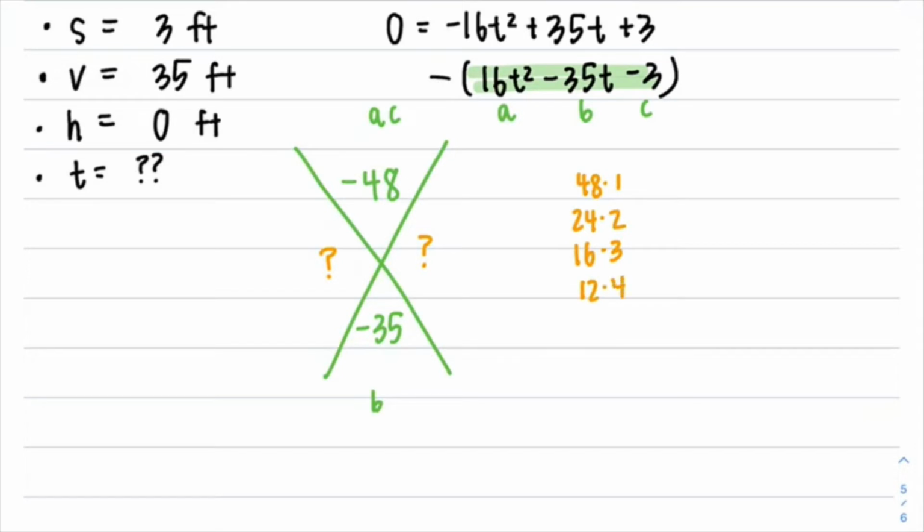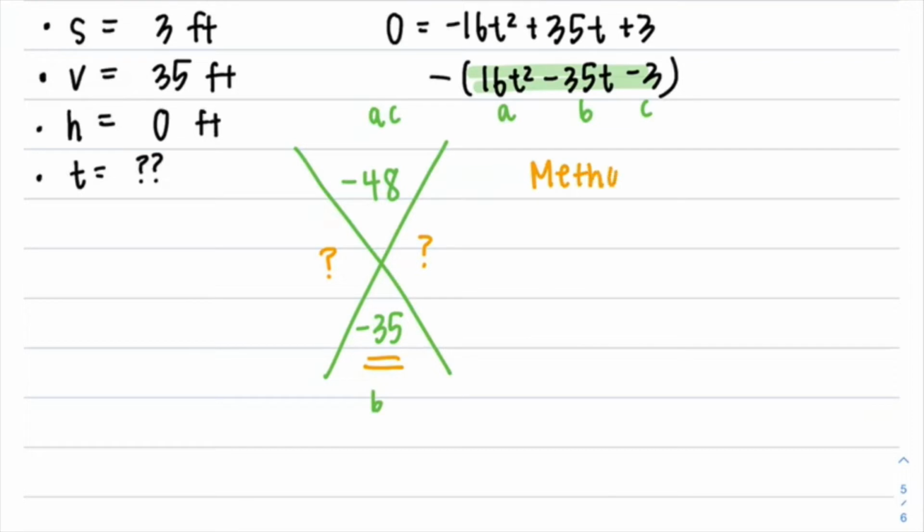We can do 12 times 4. Again, does not add to 35. Or our last factor would be 6 times 8. And again, same idea here, is not going to add to this 35 that we need here. And so what this shows is that this problem can't be factored. And so that's why it is important to know our other methods. So again, when factoring is not an option, that's when we're going to go to graphing.